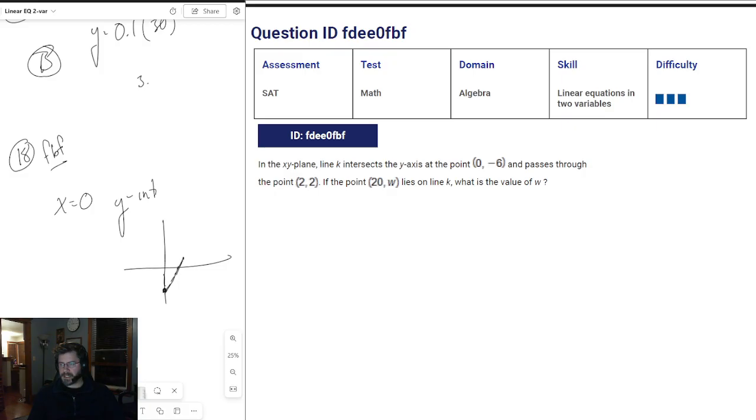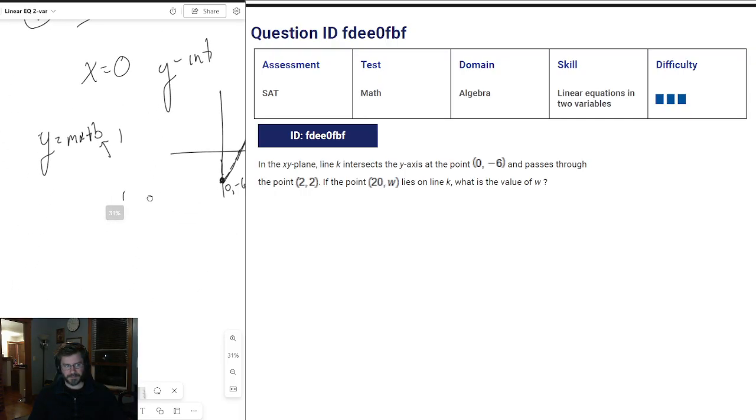The point 20w lies on line K, so the point 20w is up here, 20w. Remember, this is 2, 2. This is 0, -6. So we've got 3 points, we can create a line. You only need 2 to create the line. So in that format, y equals mx plus b. We have the b value, because remember that this guy here is the y-intercept. That's -6.